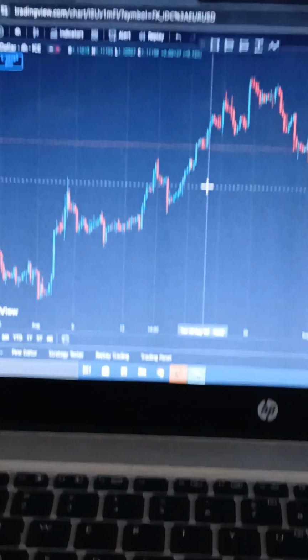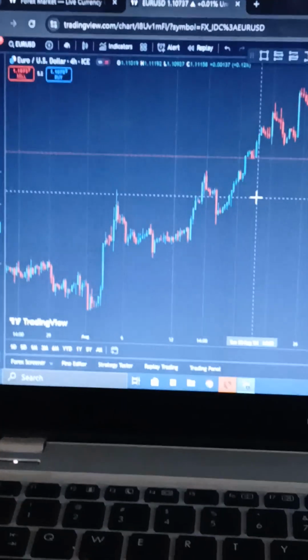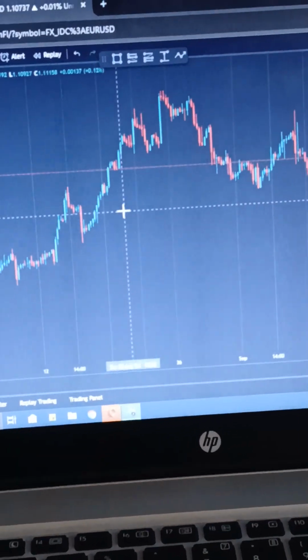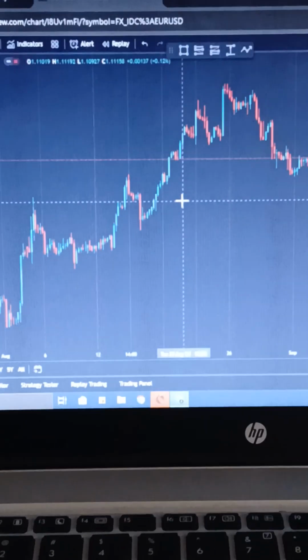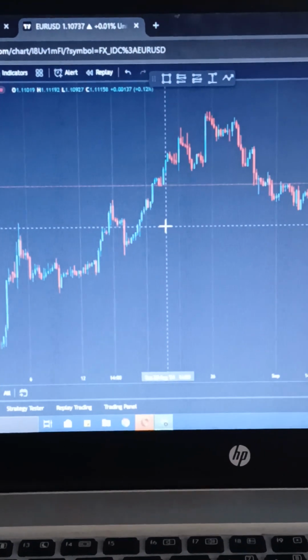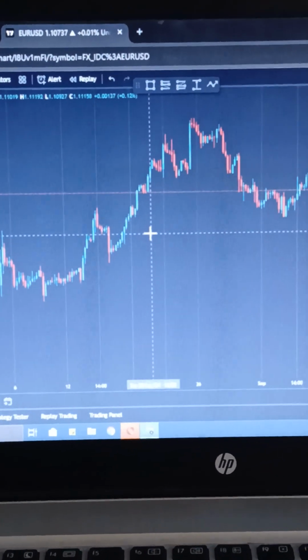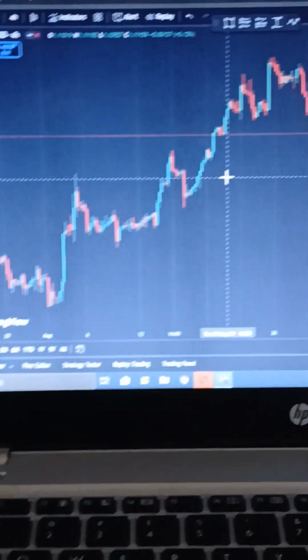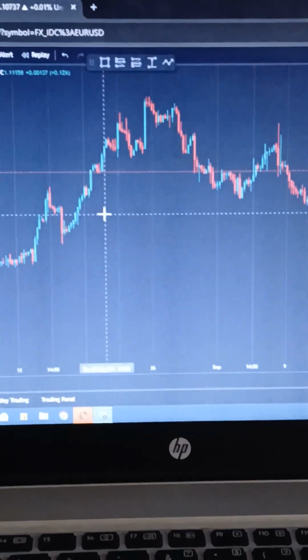So guys, as you can see, the first thing that we are going to be looking for is a break of structure. So how are we going to be looking for a break of structure, and how are we going to see that break of structure in this particular pair? We are going to be drawing out our trend line, and through our trend line we are going to find out our break of structure.